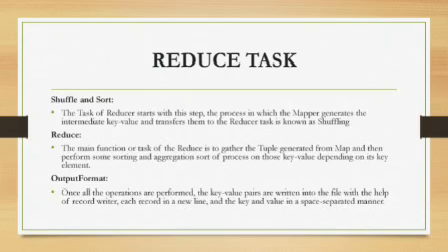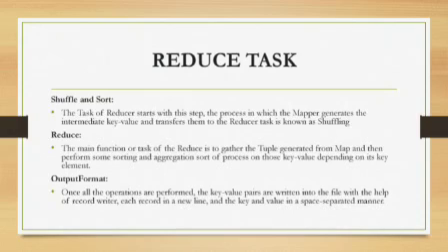And the last one, output format. Once all the operations are performed, the key value pairs are written into the file with the help of the record writer. Each record is in a new line and the key and the value are in a space separated manner. Okay, these are the main things in the map task and reduce task.